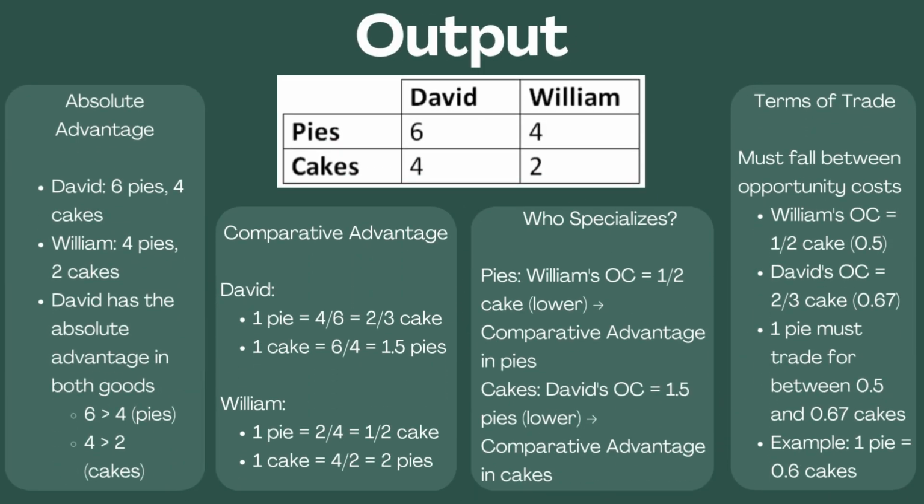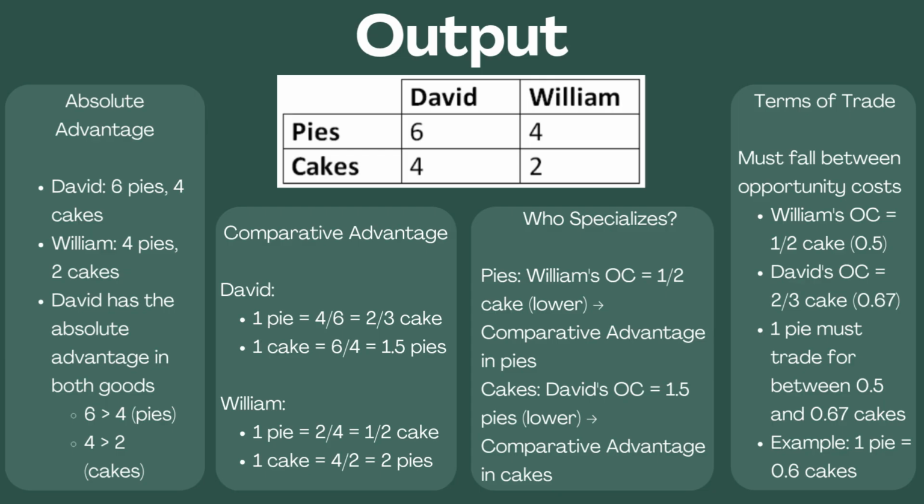Here are two examples of comparative advantage questions. One is input and one is output. Let's start with the output example. David can produce 6 pies and 4 cakes, while William can produce 4 pies and 2 cakes. Since David produces more of both goods, he has the absolute advantage in both pies and cakes.